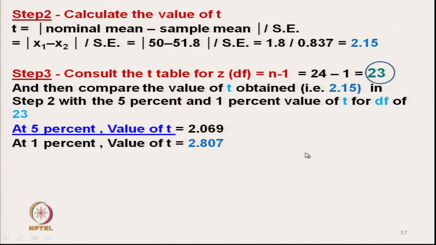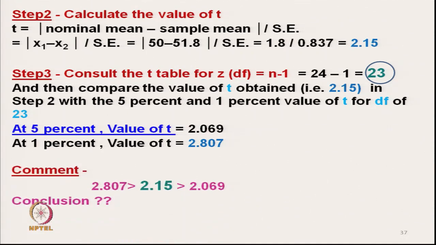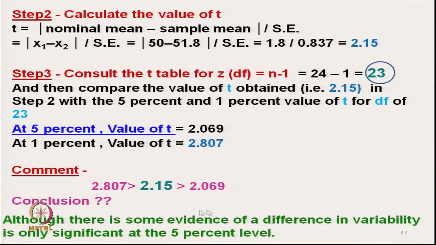That means, although there is variation, we cannot confidently tell that it is a real variation. 2.807 is more than 2.15, so this is in between. The conclusion is that although there is some evidence of a difference in variability, it is only significant at the 5% level. So, how to tackle this depends on us.